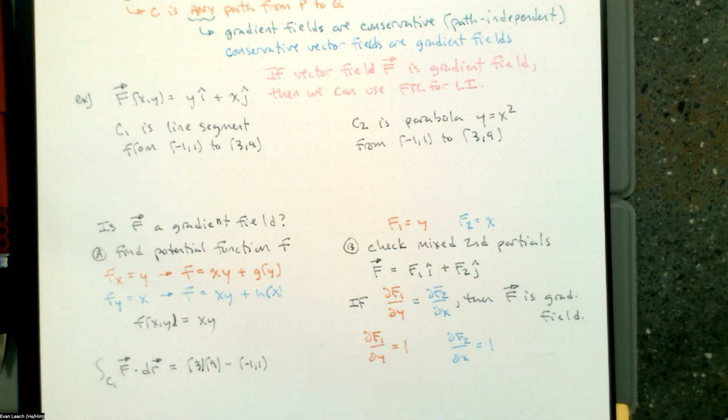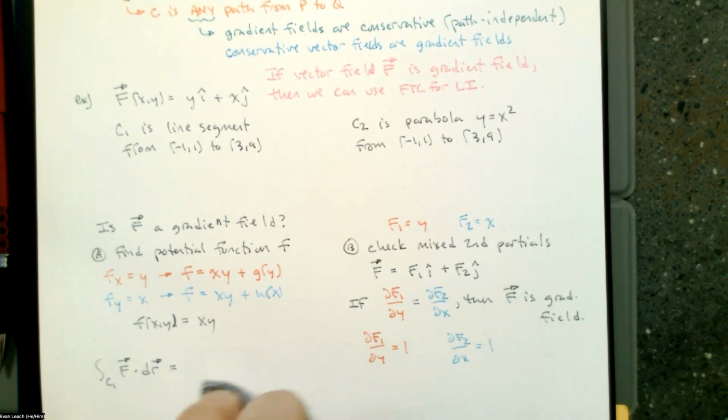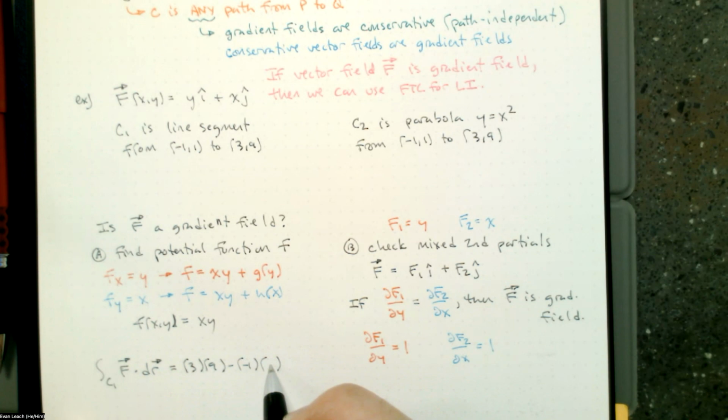I'm going to keep writing them as points because my function is just xy. So 3 times 9 is 27, plus 1 is 28.